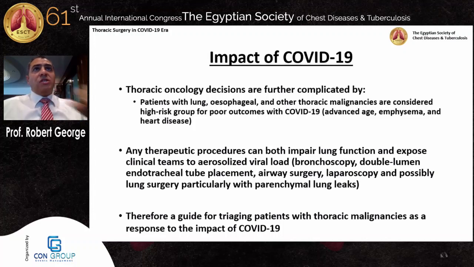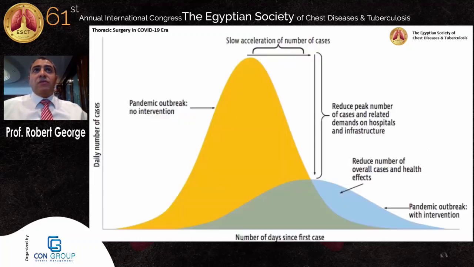Thoracic oncology decisions are further complicated because patients with lung, esophageal, or other thoracic malignancies are already considered a high-risk group, as these patients usually have advanced age, emphysema, and heart disease. Therefore, any therapeutic procedures that can both impair lung function and also expose clinical teams to aerosolized viral load will have an impact on the outcomes. Therefore, a guide for triaging patients with thoracic malignancies as a response to the impact of COVID-19 has evolved.